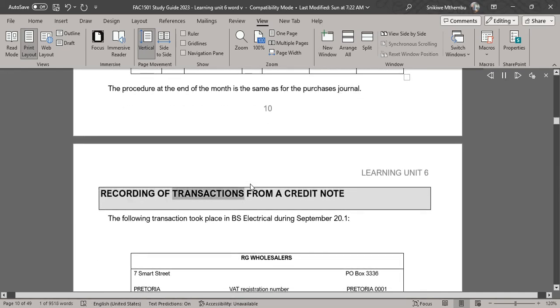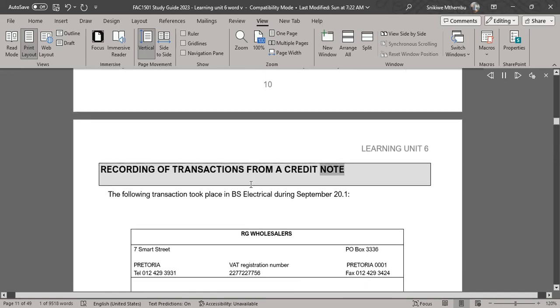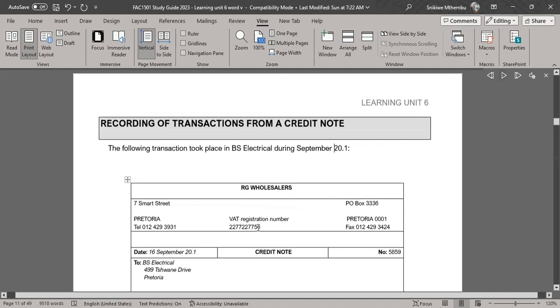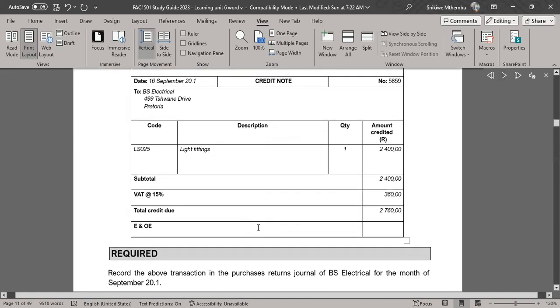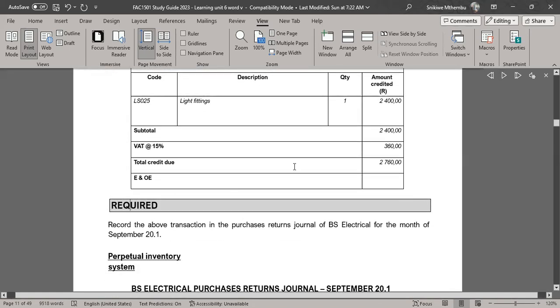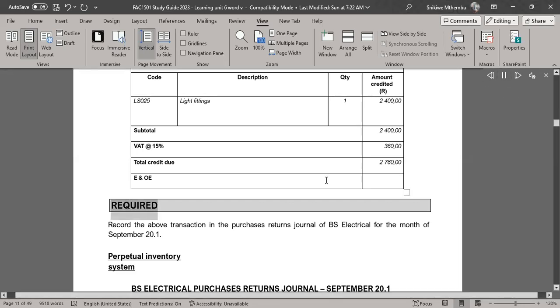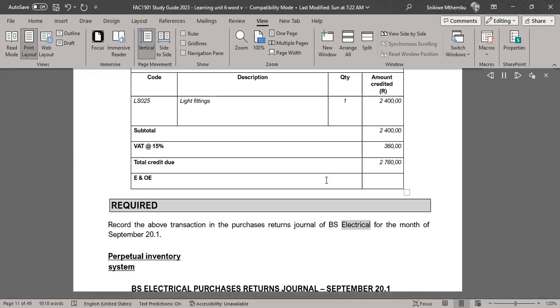8. Recording of transactions from a credit note. The following transaction took place in BS Electrical during September 20.1. Required: Record the above transaction in the Purchases Returns Journal of BS Electrical for the month of September 20.1.